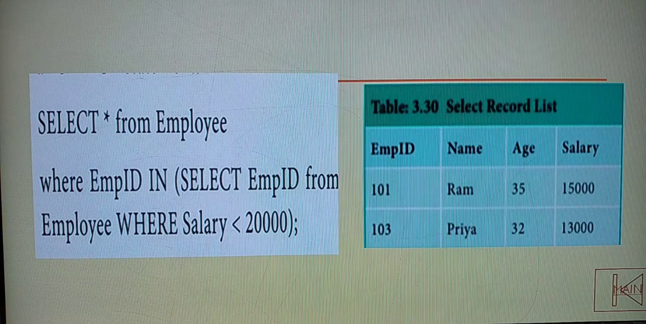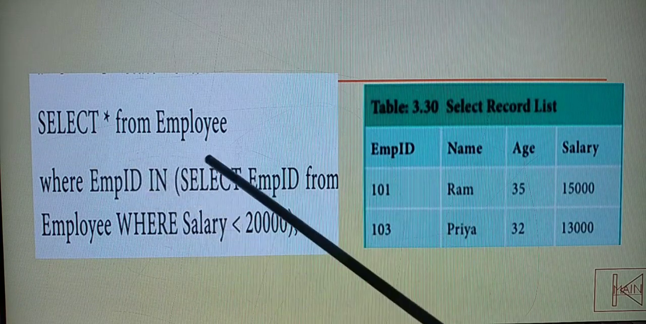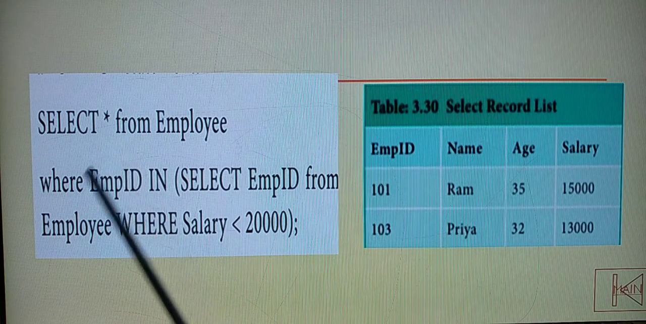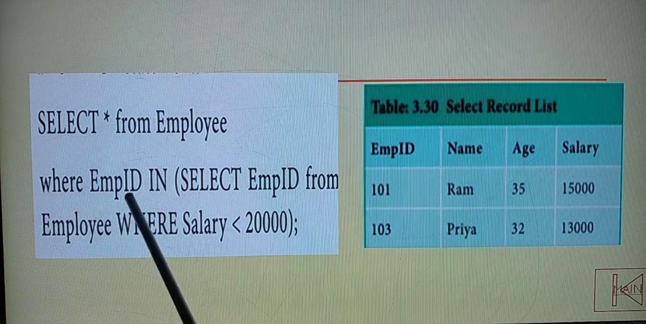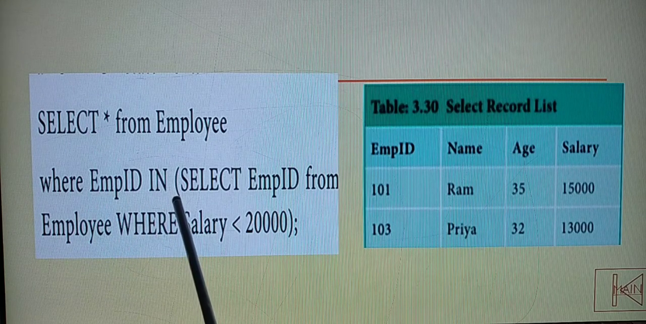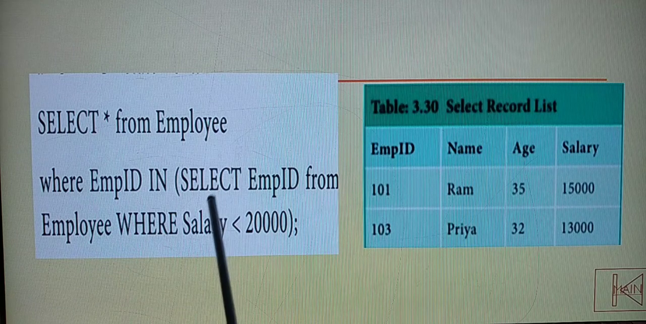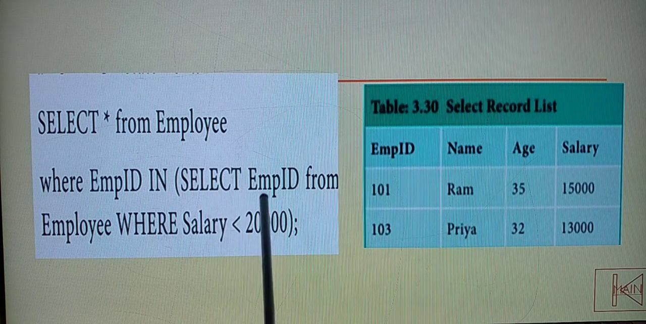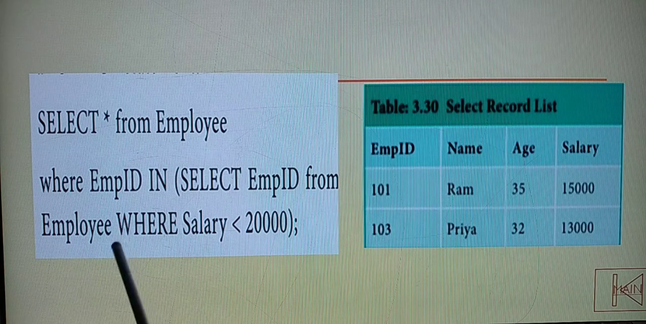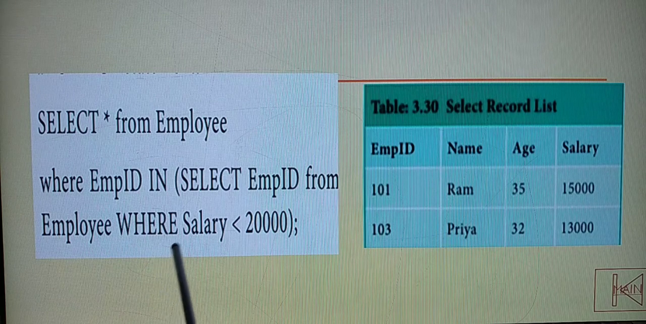This is your example. Select star from employee. Star means all the columns will be displayed for you. Where employee ID in, and that's the bracket start. So this is your subquery. Select employee ID from employee. Employee is nothing but your table name. Where clause is given here.